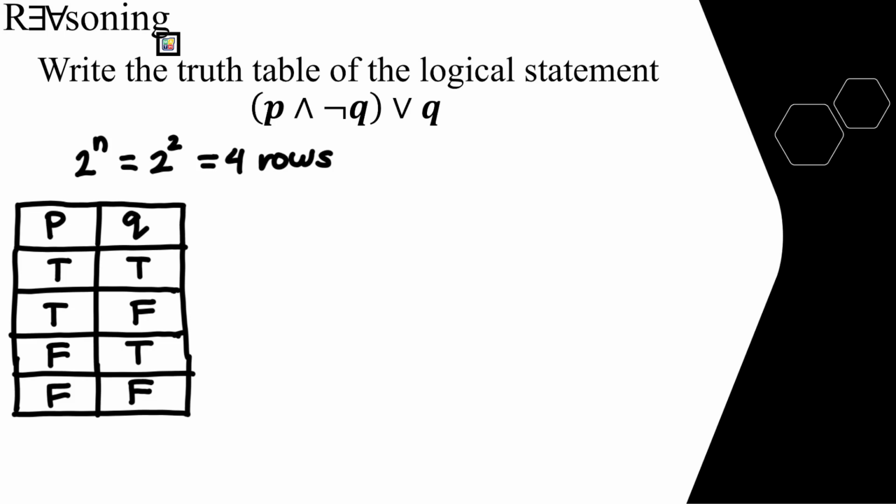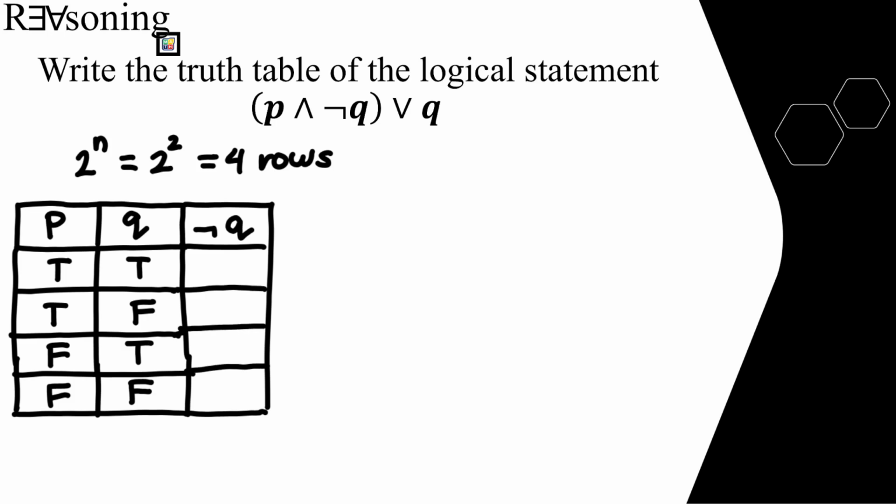Now, as mentioned, we have 3 different logical operators here. We need to start with the operator inside the grouping symbol. But specifically, let's start with the not Q, or the negation of Q. This is because the negation of Q will be subjected to another logical operator against P. So we need to start with that before going into the conjunction of P and not Q.